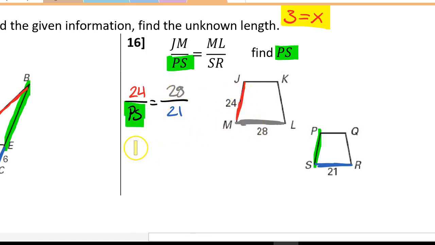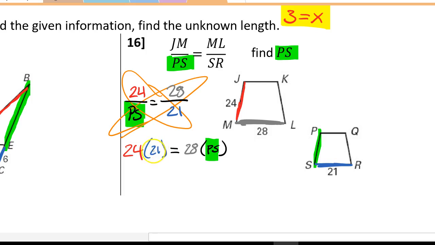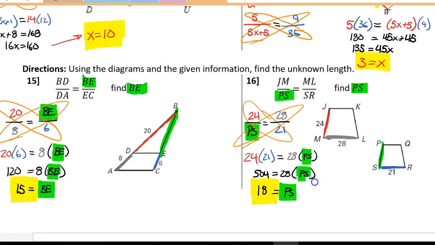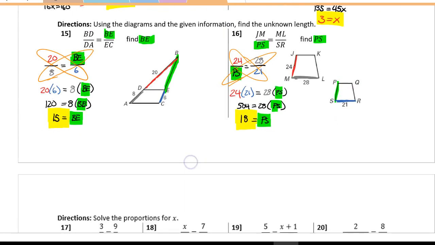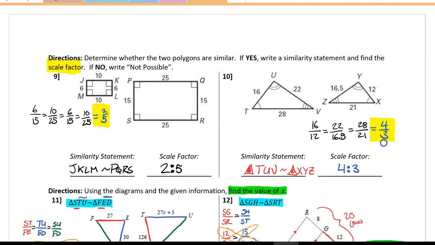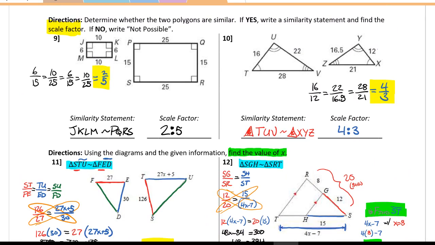We're going to go ahead and cross product this, giving us 24 times 21 is equal to 28 times PS. We're going to multiply this out. 504 equals 28 times PS. We'll divide both sides by 28, giving us 18 is equal to PS. Main theme of this entire page, setting up a proportion and using the cross product property to help us solve, all starting up with setting up proportions.